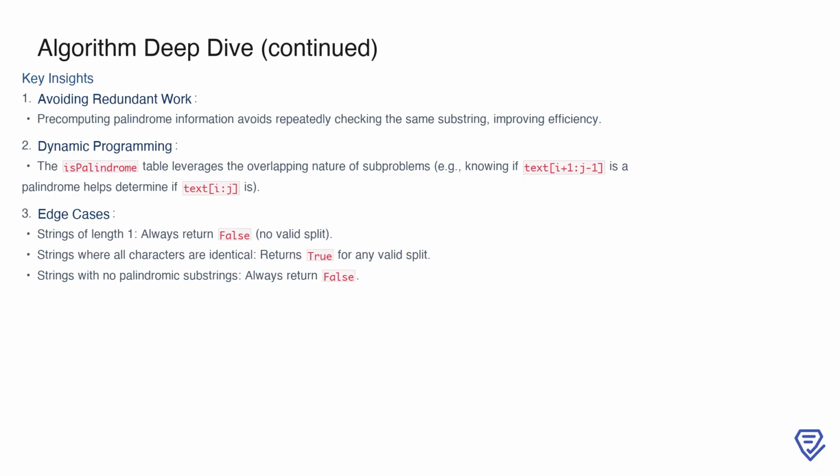The isPalindrome table takes advantage of overlapping subproblems, where knowing the status of smaller substrings helps determine the status of larger ones. It's also important to consider edge cases. For instance, strings of length 1 will always return false because no valid split is possible. Strings where all characters are identical can be split at any position to produce valid palindromes. On the other hand, strings with no palindromic substrings will always return false. These insights ensure our algorithm is both efficient and robust across a variety of inputs.